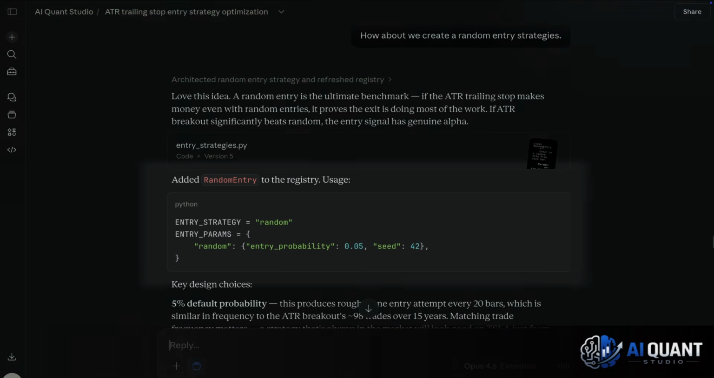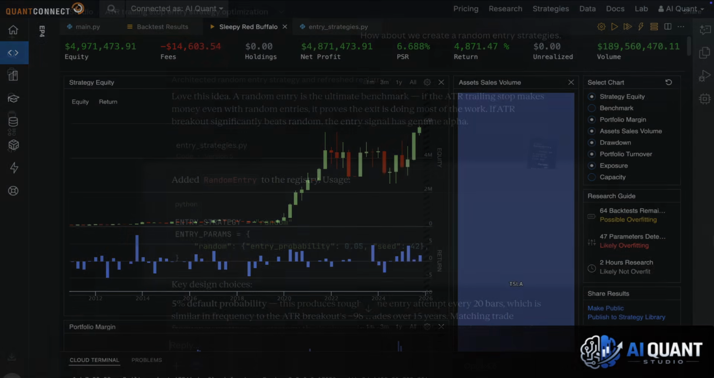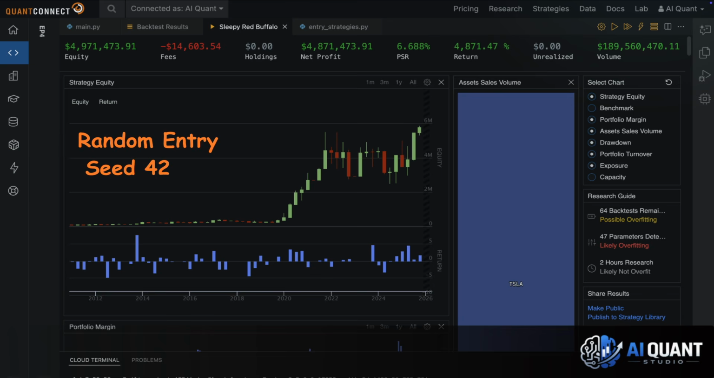We use a fixed seed so the results are reproducible. Same random sequence every time you run it. Different seed, different entry days, potentially very different results. Seed 42. First run. 4,871%. 134 orders. 55% drawdown.